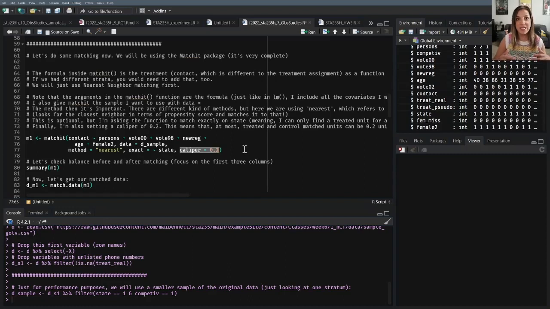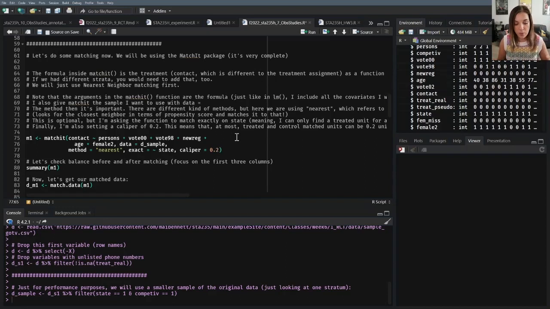And caliper, what it does is basically set up a boundary around each individual and says, okay, for a treated individual, I'm just going to look around a neighborhood of 0.2 units, and whichever control unit is closest within that neighborhood, I'm going to match it. But if there's no control unit within that neighborhood, then this treatment unit is going to be left unmatched. That is the idea.